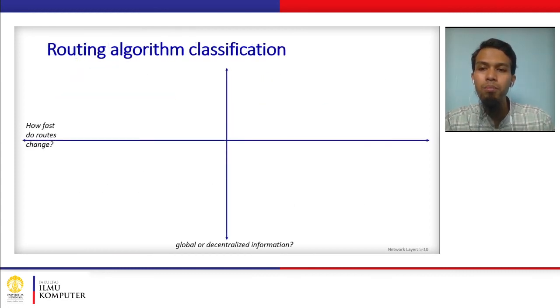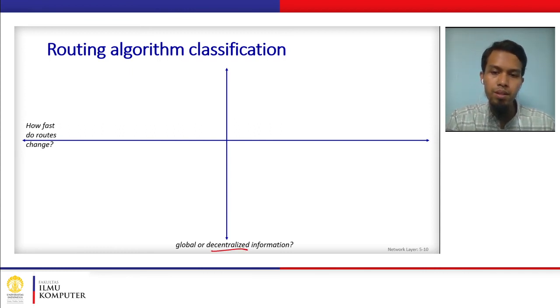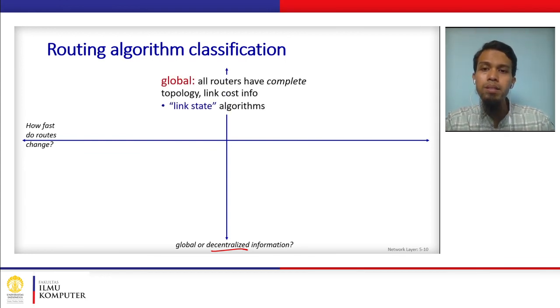Now we'll talk about the routing algorithm classifications. We have four quadrants. The first axis is whether the information is global or decentralized. When we talk about decentralized, the opposite would be centralized, but this is not in that sense; we'll see that later. Global means that all routers have the complete topology, link, and link cost info.